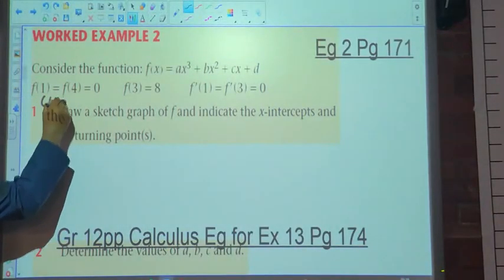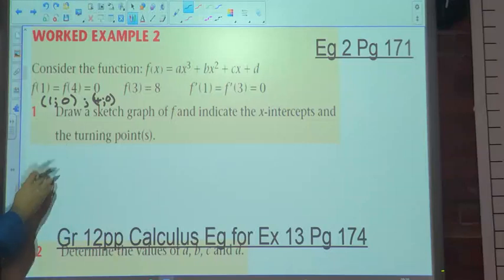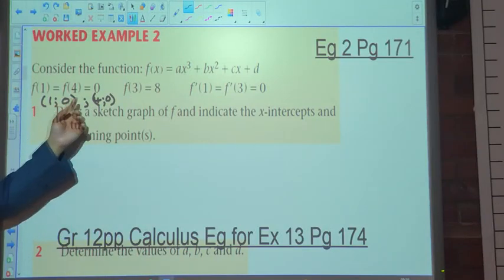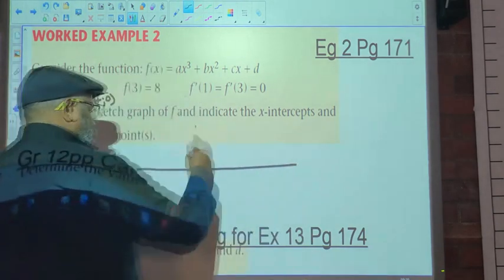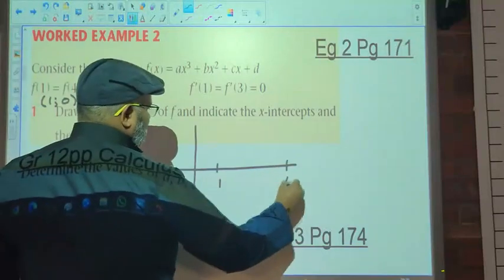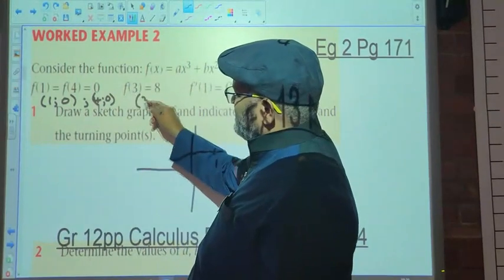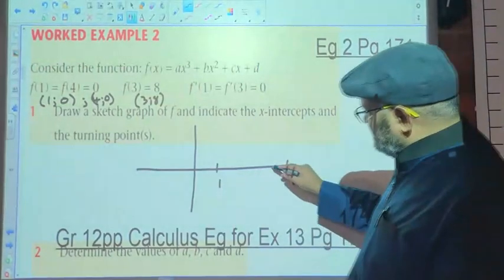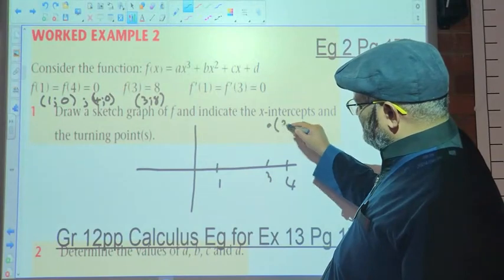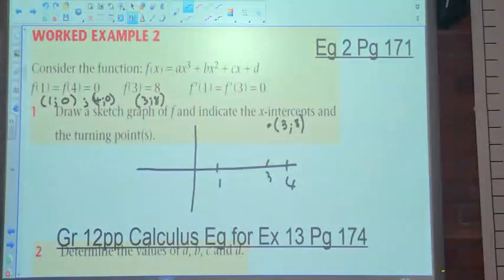So from here we can derive the points. If x is 1, y is 0. If x is 4, y is 0. So as you can see, if y is 0, then that's on your x-axis, not so? Let's draw. On the x-axis we have 1 and 4. If f of 3 is equal to 8, the graph is going through 3 and 8. At that point we didn't know it was a turning point yet, but we indicate it. If x is 3, y is 8.